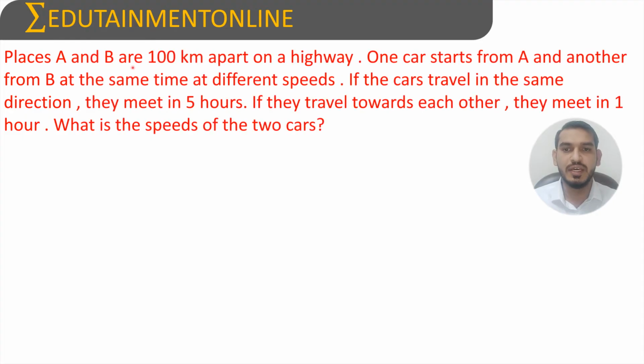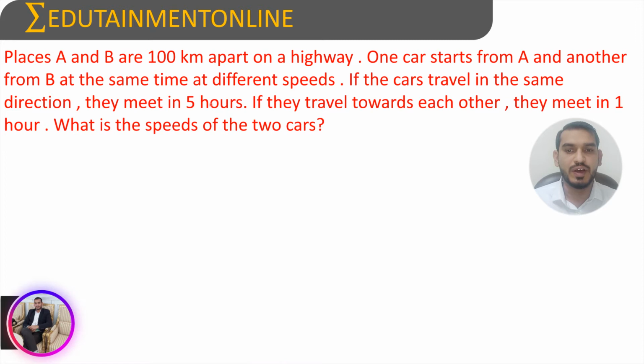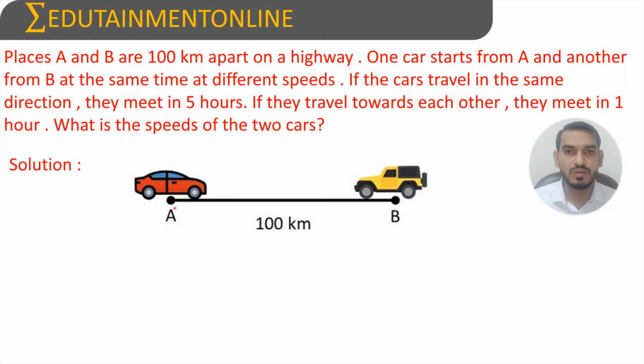Places A and B are 10 km apart on a highway. One car starts from A and another from B at the same time at different speeds. If the cars travel in the same direction, they meet in 5 hours. If they travel towards each other, they meet in 1 hour. What is the speed of the cars?